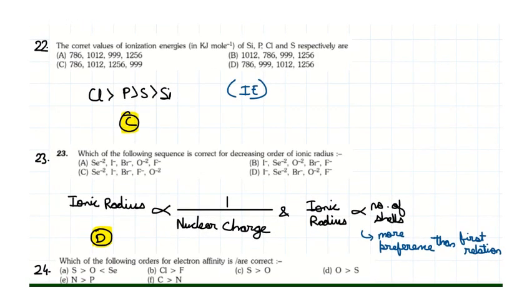We need to find the correct values for the ionization energies in kilojoules per mole of silicon, phosphorus, chlorine, and sulfur. Just like the question we had solved in the last video, we do not need to know the exact values for ionization energies. We know that ionization energy decreases down a group and increases from left to right in a periodic table. Thus, we have the ionization energies in decreasing order as chlorine, phosphorus, sulfur, and silicon. When we compare this relation to the options, we get option C as the correct answer.